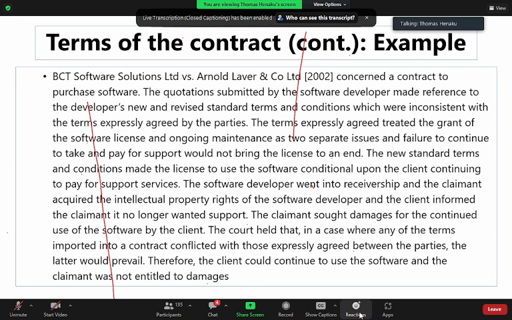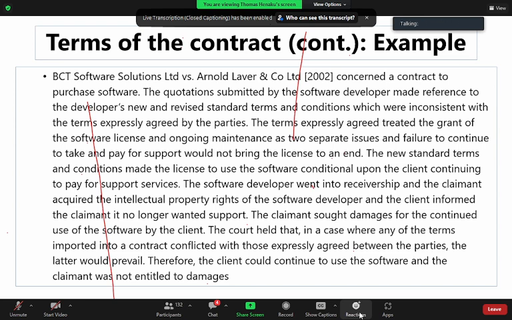So basically, normally this is when it comes to this inconsistent term, and then Kodia, your hand is up. Go ahead. Yes, sir. So in this scenario, who wins the case? Oh, but in the outcome, the court held that in a case where any of the terms imported into a contract conflicted with those expressly agreed between the parties, the latter would prevail. What was the latter? That, the claimant, okay. So therefore the client could continue to use the software and the claimant was not entitled to the damages.